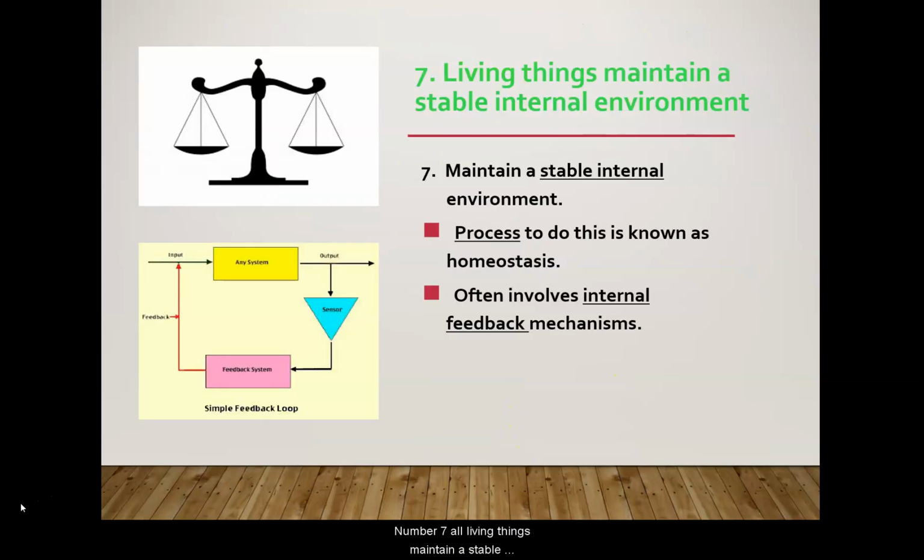All right, number 7, all living things maintain a stable environment. Stable meaning balanced. And this process is called homeostasis. So homeostasis is the maintaining of a stable internal environment in our bodies, in our brains, in order to carry out all life's functions. It often involves an internal feedback mechanism, which you can see an example of right here. Another example that you might think of would be a thermostat in your house to control the temperature, whether it's hot or cold, turning the air or heat on.